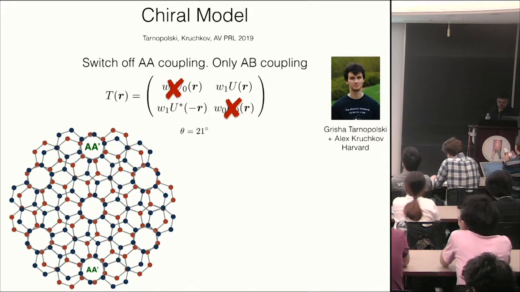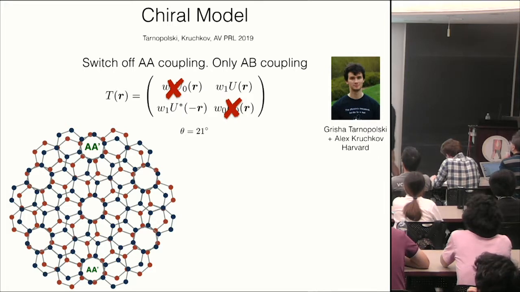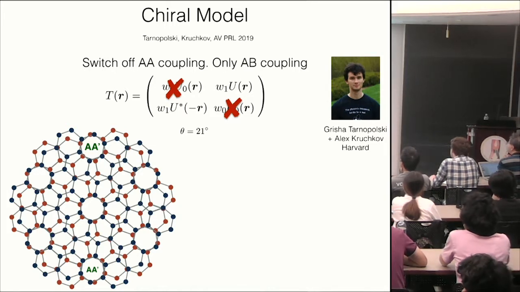Let me just give you a picture of what these two kinds of hoppings mean. So you have this pair of sheets twisted with respect to one another. Let's say I centered them on this honeycomb site and twisted them.